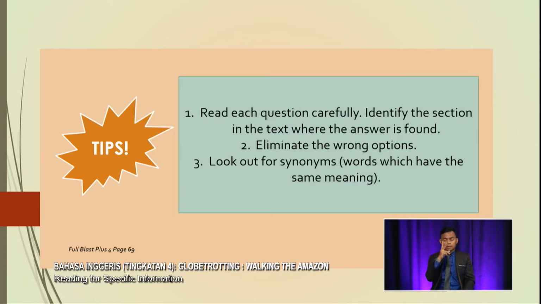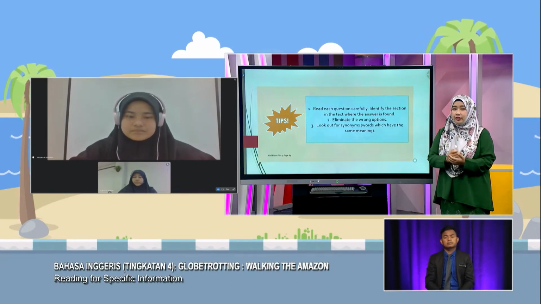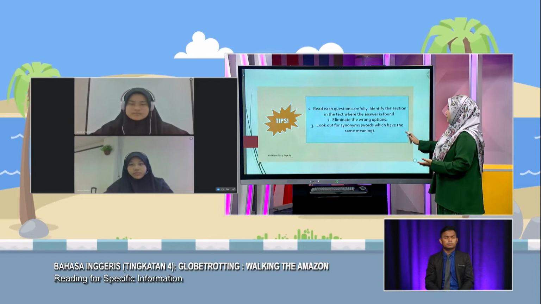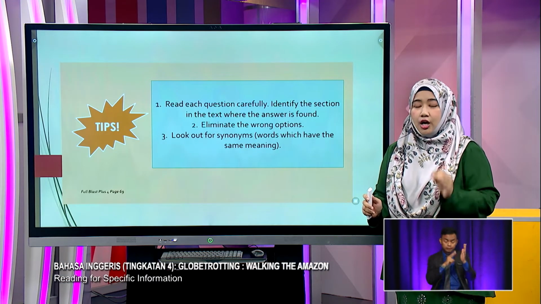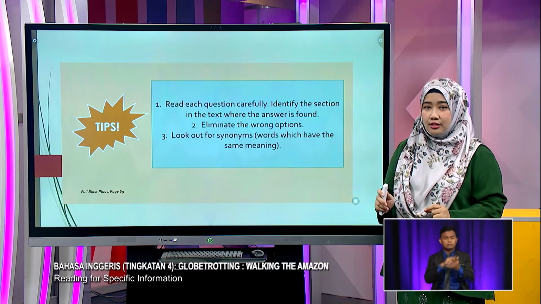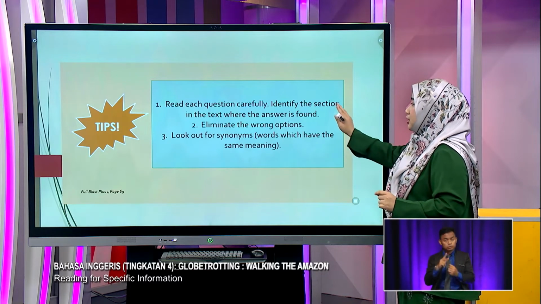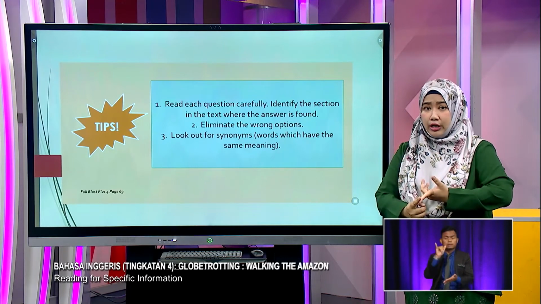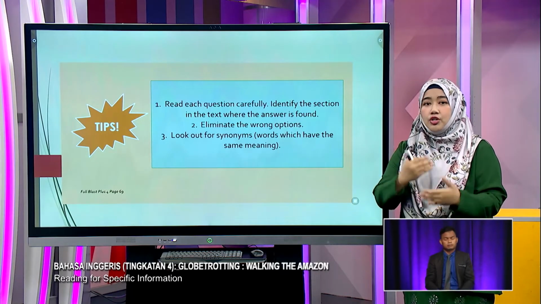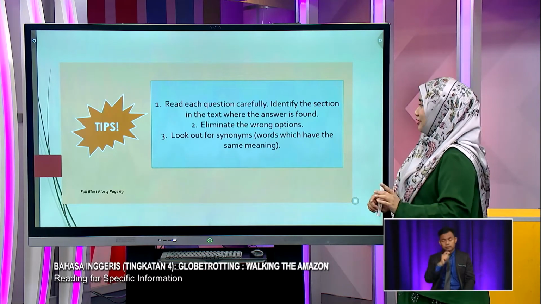Okay, thank you, Aisha. So I think these 3 tips are very important each time you want to identify specific information. For example, first would be for you to read the question carefully. What does the question want? Okay, and after you've done that, identify the section in the text where the answer is found. Is it in paragraph 1? Is it in paragraph 2? So ask yourself that, and we will do that after this. I will show you how, don't worry.